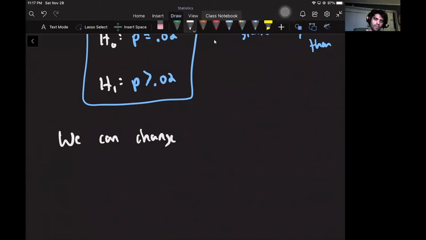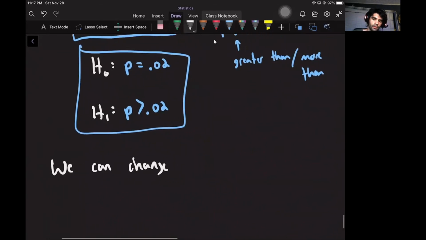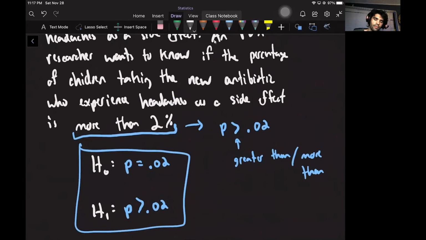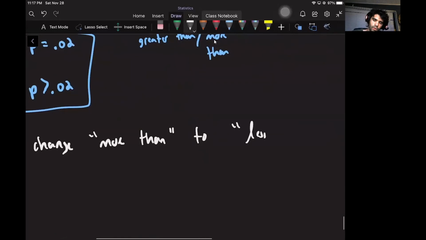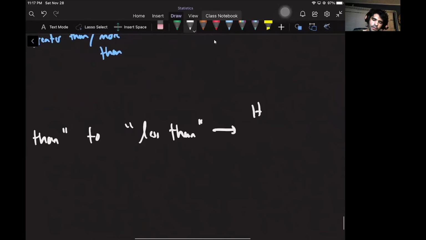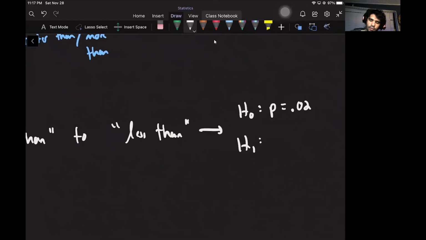So we can change the phrase more than to a couple different things. If I changed it to less than, then my null hypothesis and my alternative hypothesis would change a little. Well, the null won't change at all because I'm still pretending that 2% is like the truth, it's the standard. But now I'm checking if my proportion is below 2%, so it's a less than symbol instead.